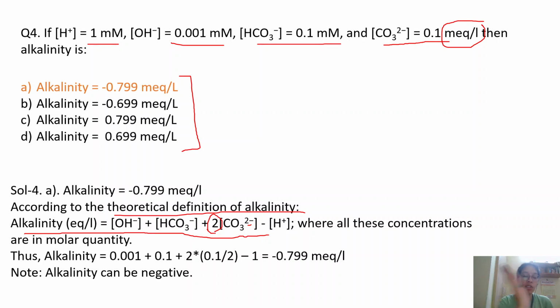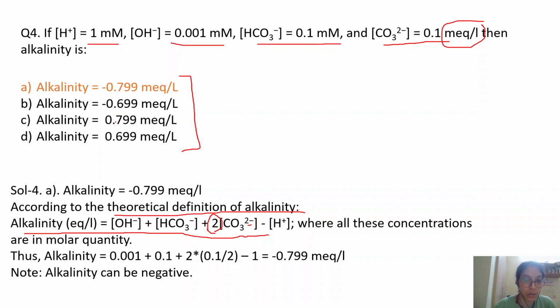You remember on the left side it was 1 by 2, so it came to the right side and was multiplied by 2. Please have a look at the lecture once again if you want to know how we are getting this 2 CO3 2 negative. And all of these things are in molar concentration.